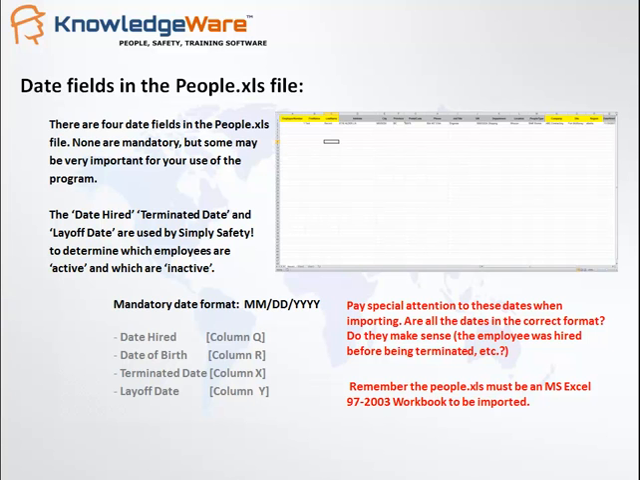The date hired, terminated date, and layoff date are used by Simply Safety to determine which employees are active and which are inactive. Remember the mandatory date format: month, month, day, day, year, year, year, year. Please pay special attention to these dates when importing. Make sure all the dates are in the correct format and that they actually make sense.